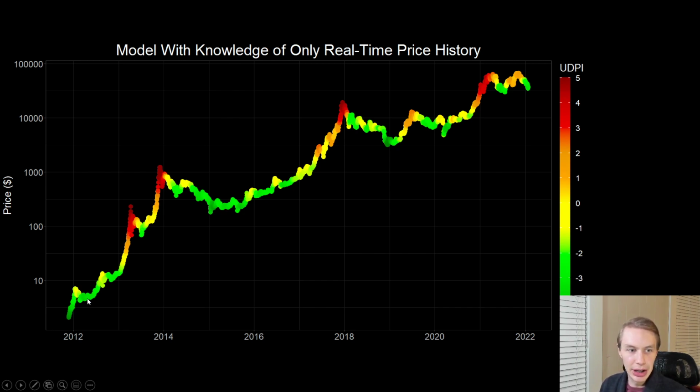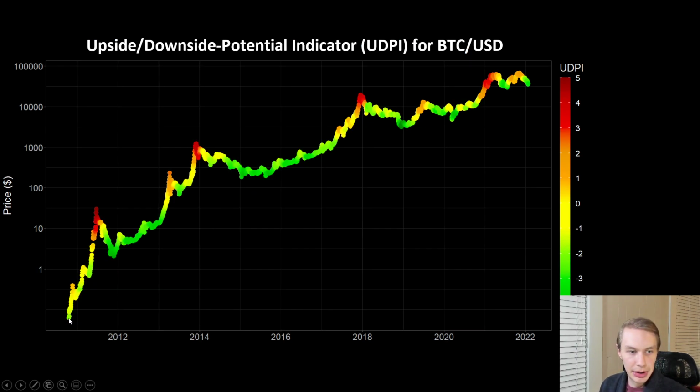So what I'm showing you right here is the price history of Bitcoin ever since late 2011. Essentially, I'm letting the model train on all the data before this point right here.